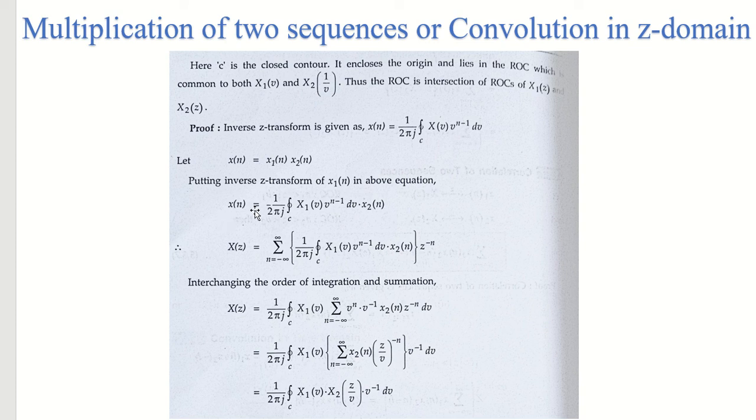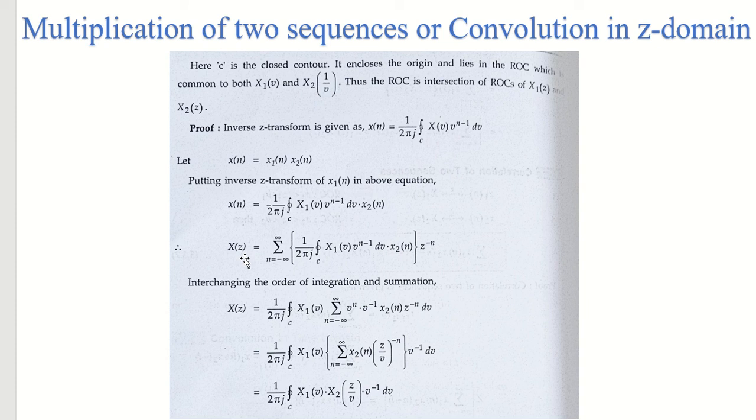You know what the value of x of n is, right? It is equal to 1 by 2 pi j closed integral X1 of v raised to n minus 1 dv into x2 of n. Now let's take the Z transform of this whole term, the whole x of n. So the whole x of n will be written here multiplied with z raised to minus n, and the whole term will be under the summation of n equals minus infinity to infinity. Basic Z transform formula. Now let's interchange the order of integration and summation. We can do that because it is basically integration and summation, so we can change the order, right?